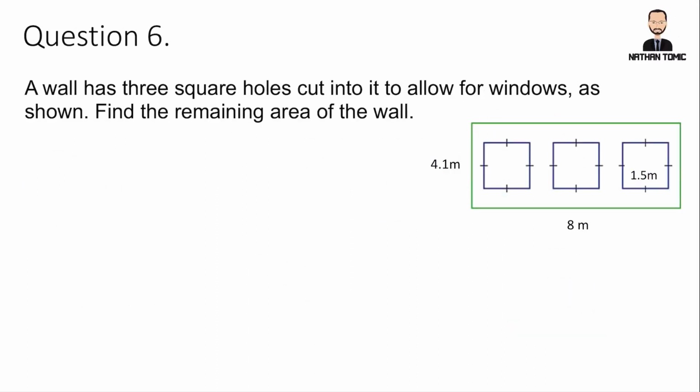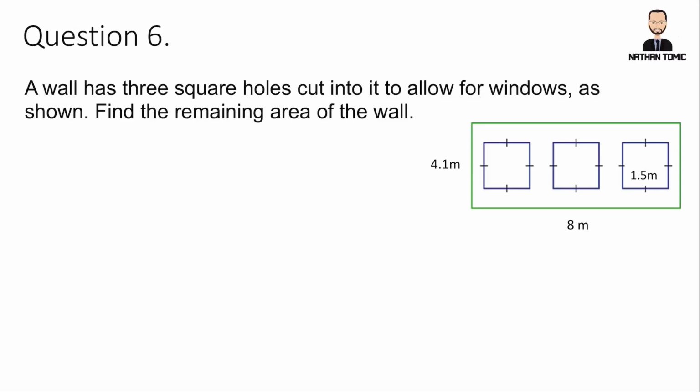Question 6. A wall has 3 square holes cut into it to allow for windows, as shown in the picture that we've been given. Find the remaining area of the wall. So it wants to know everything without those areas cut out. So again, we can see we have a big rectangle shown by the green, and we have 3 small squares that must all be the same size because each of those sides has got a little dash on it, indicating they're all equal, and we've been given one measurement.